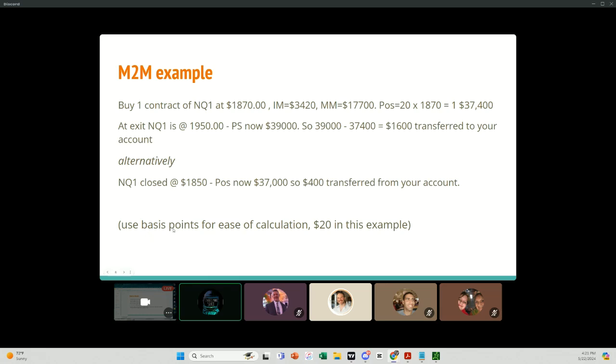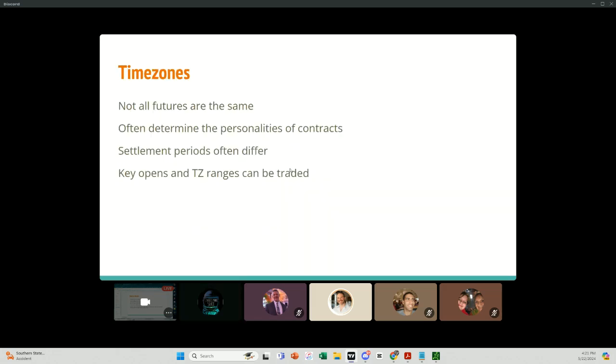We're back to the basis points piece. So our basis point is $20 per point roughly, and so that's how it's easy enough to work out your 80 point move times 20, 1,600 quid.